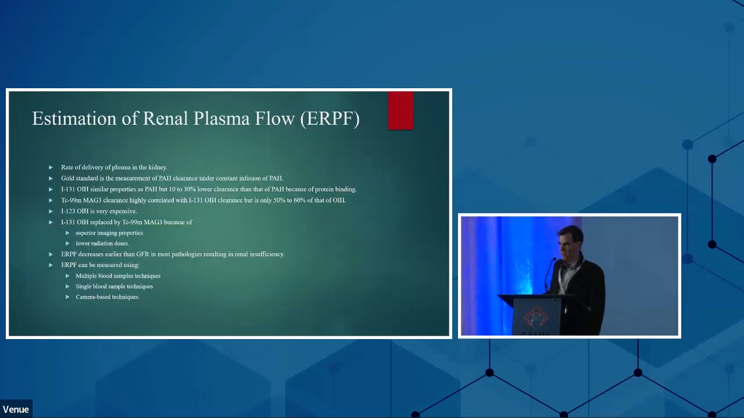Okay, estimated renal plasma flow. I'm getting very short of time, so I have to pick up the pace. The tracer that we use in the department is MAG3, but historically we used OIH, and OIH was first used to determine the ERPF. And then there are multiple methods to determine the ERPF, which I'm going to briefly discuss.